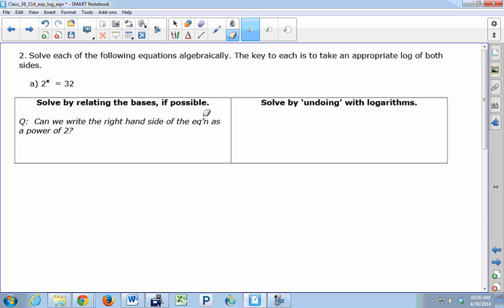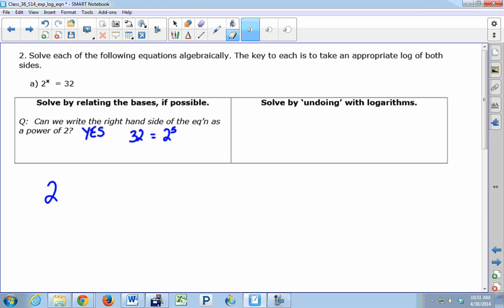All right, so the first question is, you see 2 to the x equals 32, and if you're familiar with the game 2048, you know 32 appears in 2048, and therefore you know it is a power of 2. So can we rewrite the right-hand side of the equation as a power of 2? Absolutely. How do I write 32 as 2 to some power? 2 to the power 5.